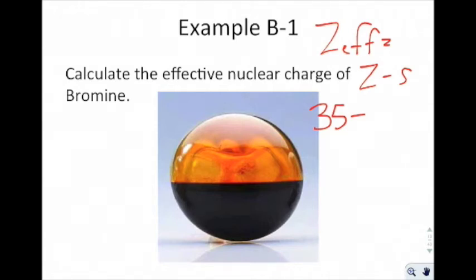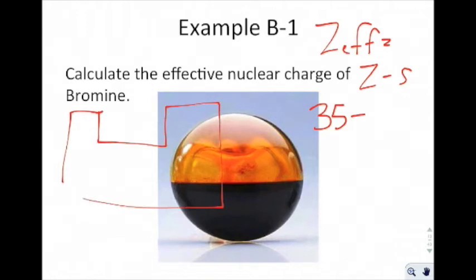Now the number of shielding electrons can easily be calculated if you just look at the periodic table. So you find bromine's position on the periodic table, and it's roughly right here. It's a halogen, and it's in the fourth period. So in order to figure out the number of shielding electrons, you go backwards until you get to a noble gas. The noble gas related to bromine would be argon. It's not krypton. Even though krypton's right next to it, you have to go left.